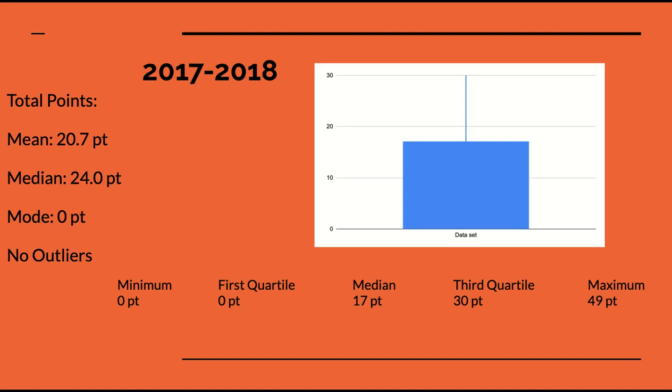Here we have an analysis of the 2017-2018 season. Devin Booker had an average of 20.7 points per game, a median of 24, a mode of 0, no outliers, and a 5-number summary, which was used to create the box plot provided. Students will use this information to debate and defend their claim.